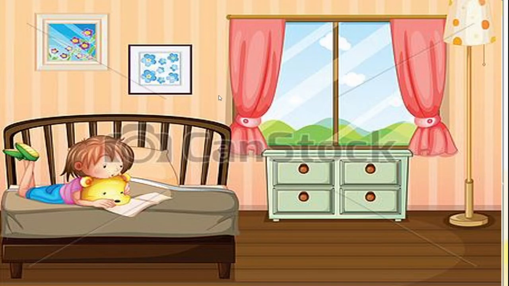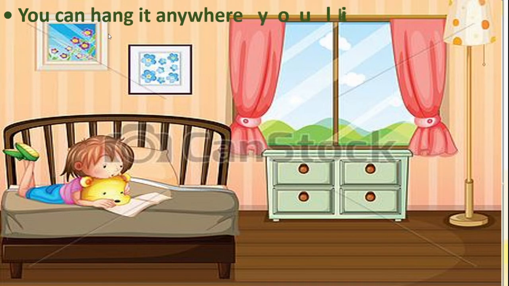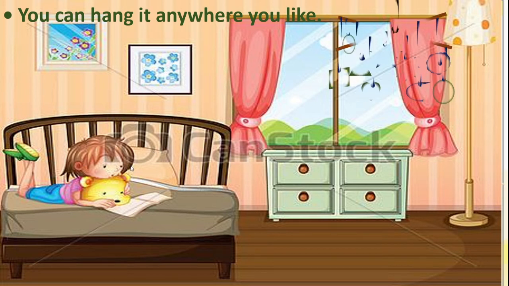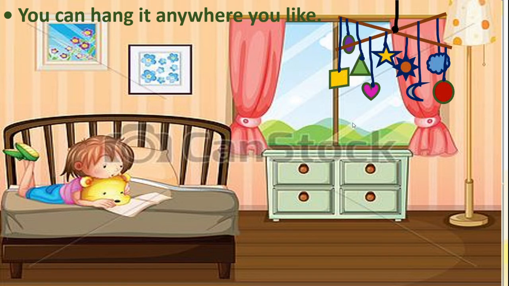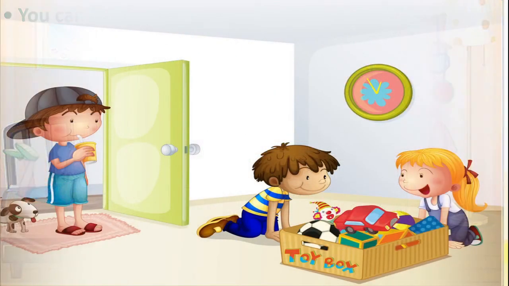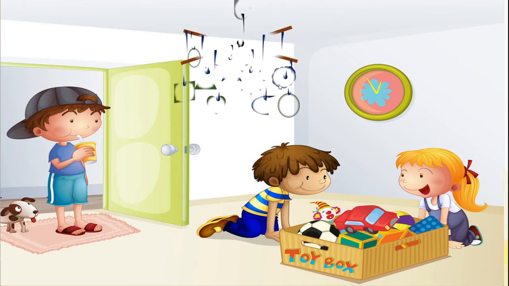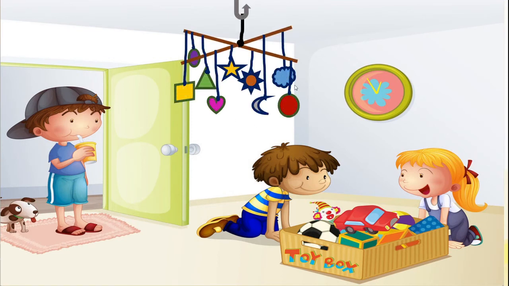Here you can see a bedroom, right? Here you can hang it anywhere you like. This child has made the shapes mobile. Yes, it wants to hang it in its bedroom. See here, it is hanging in the bedroom. Correct? Here one more child wants to hang it in playroom. See here, it looks very nice. Correct?